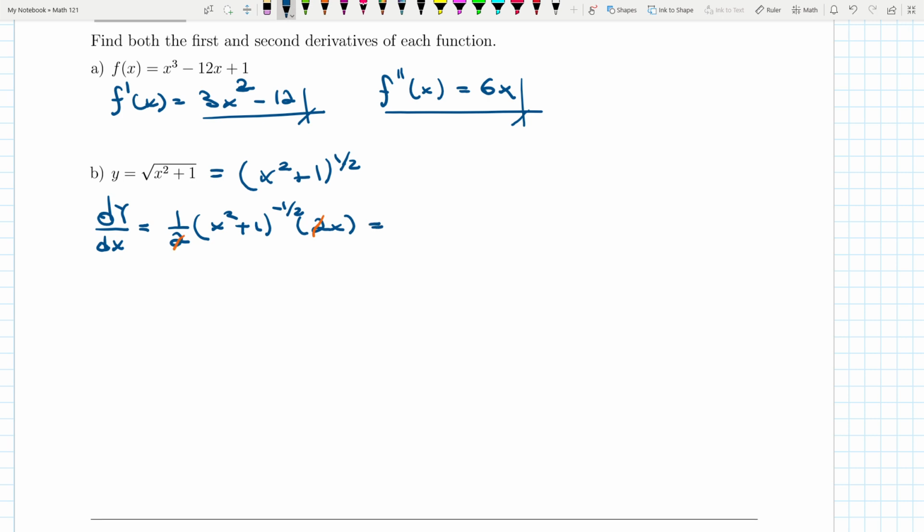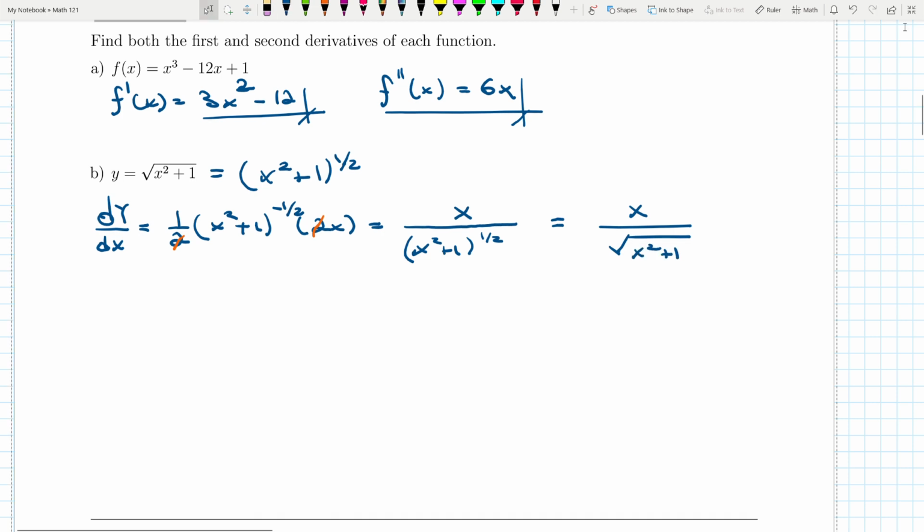And well, I'm going to do two things at the same time. I'm going to write this x squared plus 1 to the negative 1/2 power as x squared plus 1 to the 1/2 power in the denominator, that is with positive exponent. And in the numerator, we're left with this x right here. Finally, for the first derivative, let's just rewrite this as x squared plus 1 under the radical, and this is the final answer.